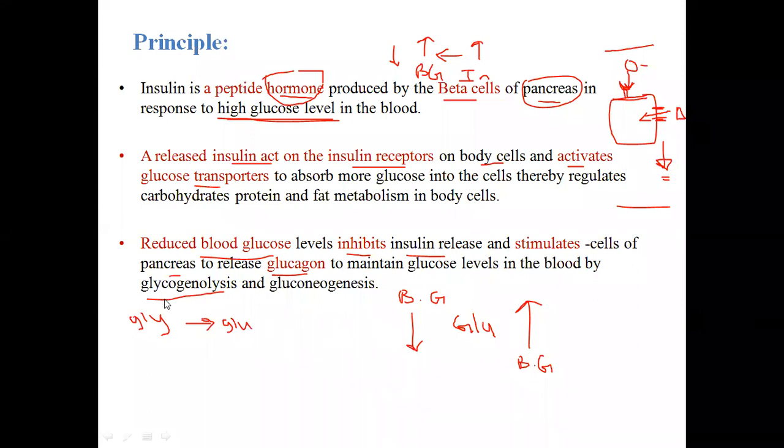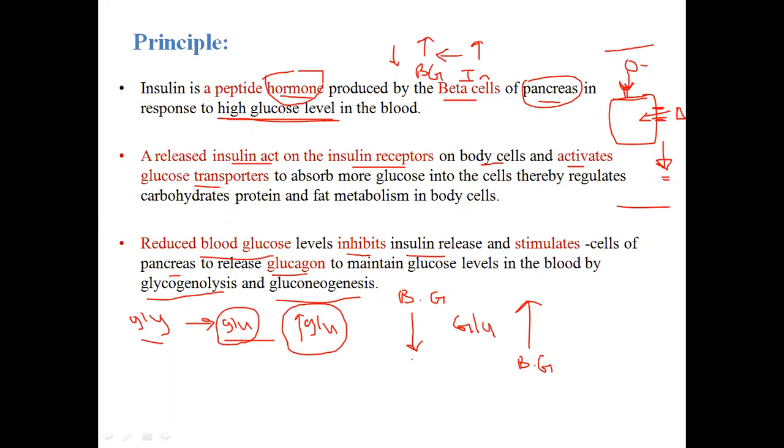So glycogenolysis is the conversion of glycogen to glucose, and the second one is gluconeogenesis, meaning formation of glucose. In both cases, the glucose level is increased. So this is the mechanism of action of glucagon. It works whenever there is a reduction in glucose level.